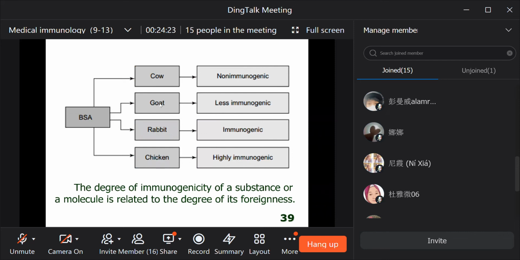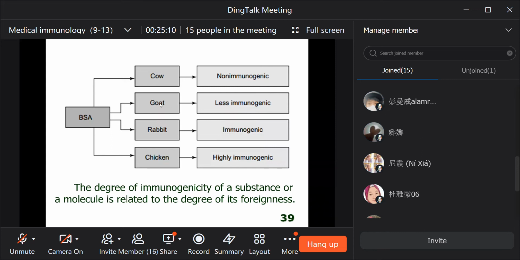For instance, bovine serum albumin, also called BSA. The BSA is not immunogenic when injected into a cow, because the BSA is obtained from another cow. When BSA is injected into a cow, there will be no immunogenicity, but it is very strongly immunogenic when injected into a rabbit.